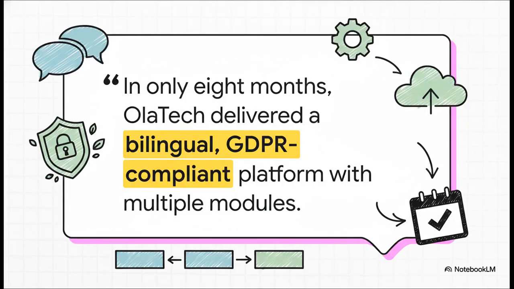So, does that model actually work in the real world? Well, take a look at the AIIC, a complex international association. They needed the whole shebang: bilingual, GDPR compliant, multiple modules, and Olatech built and delivered the entire thing in just 8 months. That tells you a lot about what a focused, accountable team can pull off.